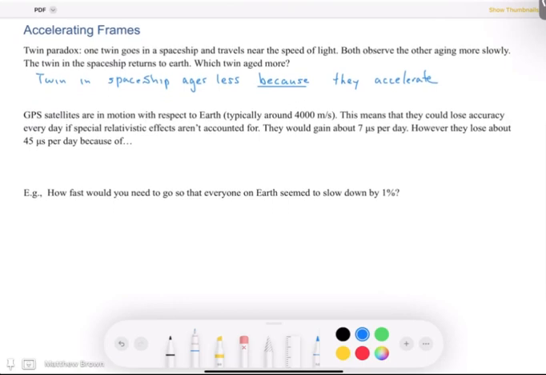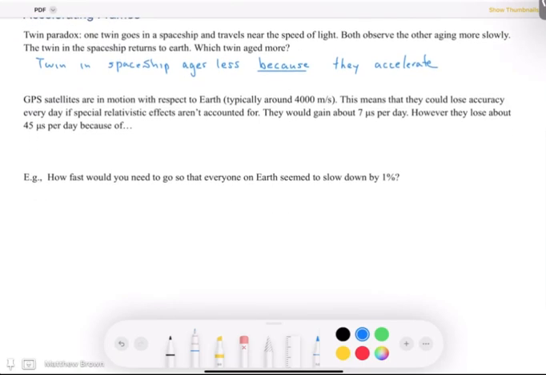Another neat thing with accelerating reference frames: GPS satellites are in motion with respect to Earth, typically about 4,000 meters per second. If you remember, we did some of that dynamics. This means they could lose accuracy every day if special relativity isn't accounted for. They would gain about 7 microseconds per day. So if you're looking at evidence, again, the effects are really small, but they would add up, right? With clocks, that would work out to them losing kilometers over several days or whatever, because they depend on so much precision.